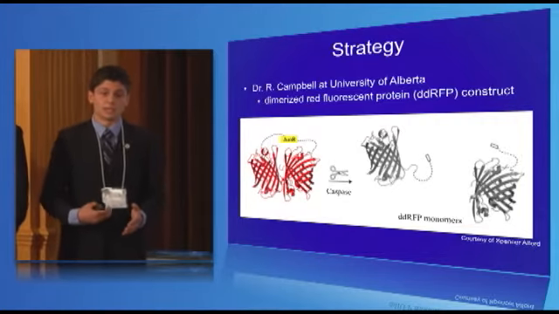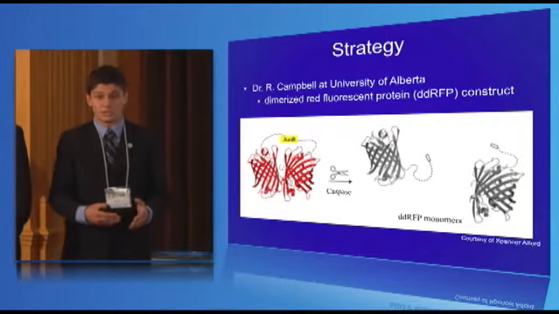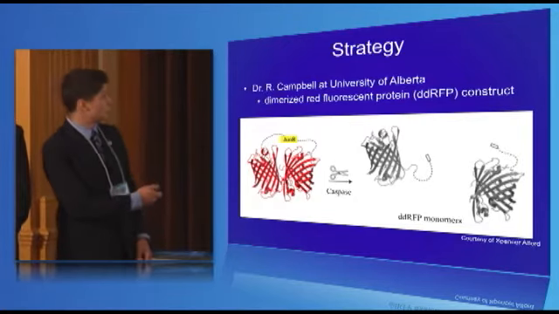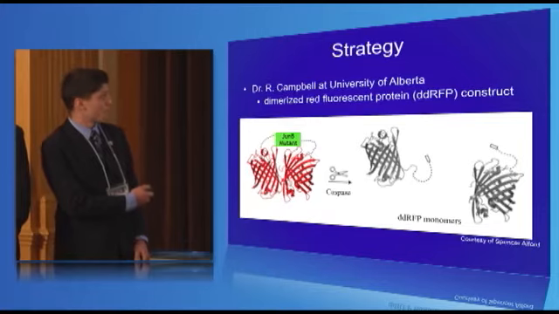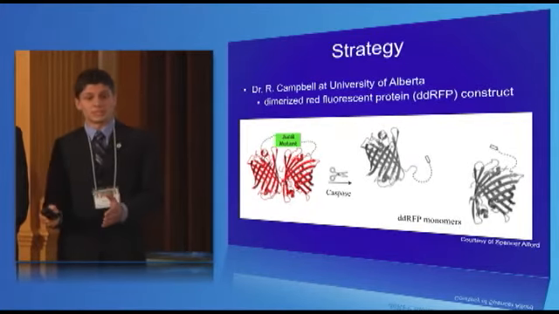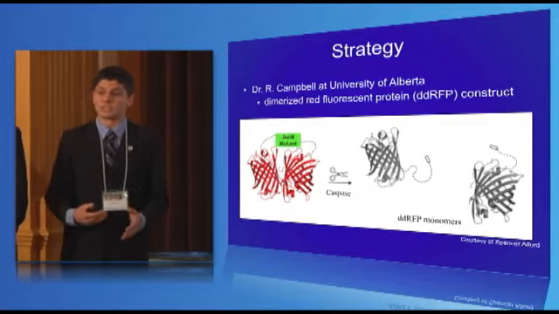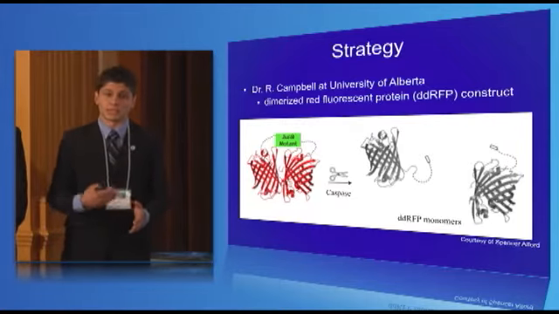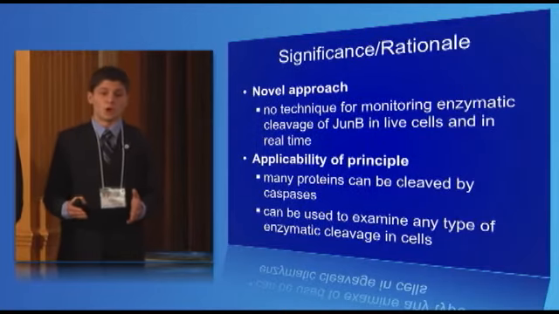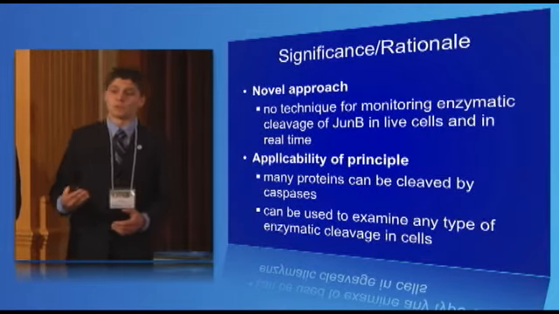Now, to make sure that it is only caspases cleaving our protein and not another enzyme, what we did is we created a modified Jun B cleavage site, so a Jun B mutant cleavage site. And upon introduction of caspases, what we expected to see is that there would be no decrease in fluorescence. So in this way, we would make sure that, in fact, no other enzyme is cleaving our construct and that it is only caspases.